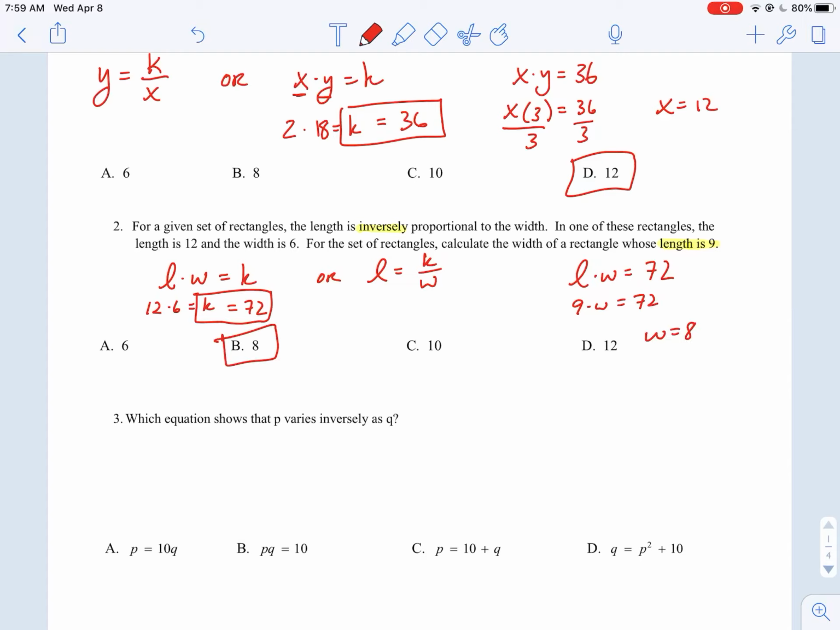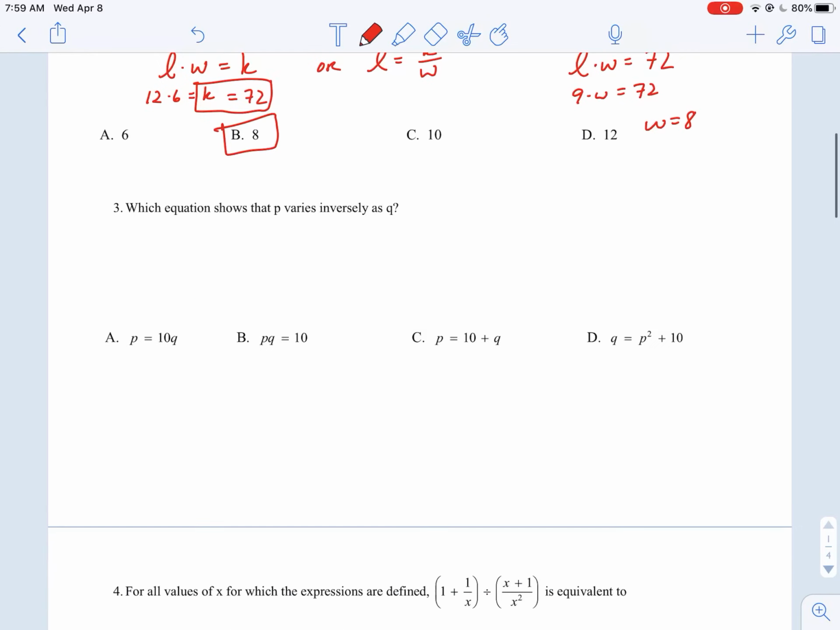All right, moving on to the next question. What we're looking at here is it says which equation shows that P varies inversely as Q. One way to look at that would be P equals K over Q. Another way to look at it would be P times Q equals K. Both of those are models of inverse variation. And for me, this letter B holds for that. So we have P times Q is equal to some number, and that number is 10.